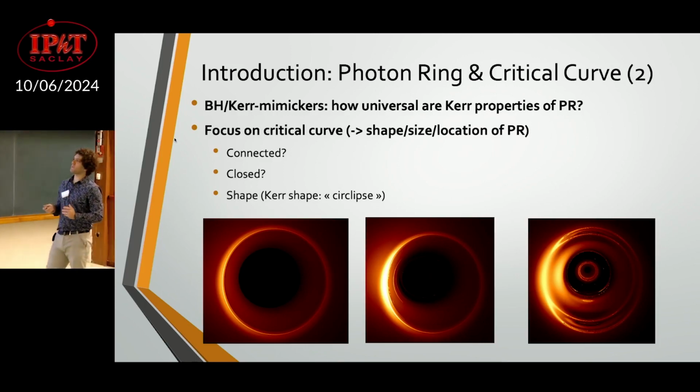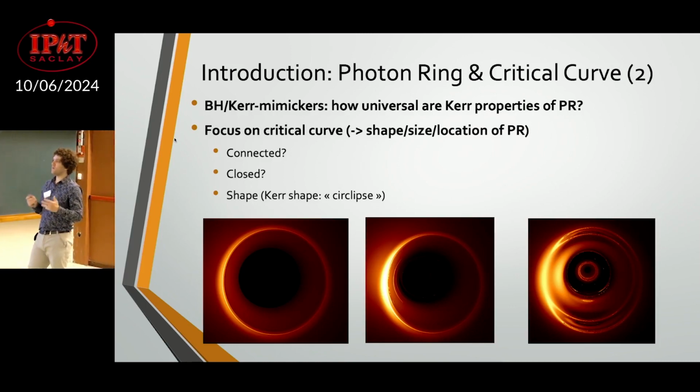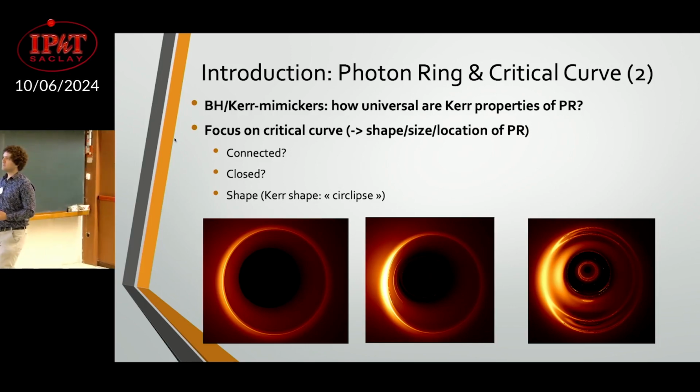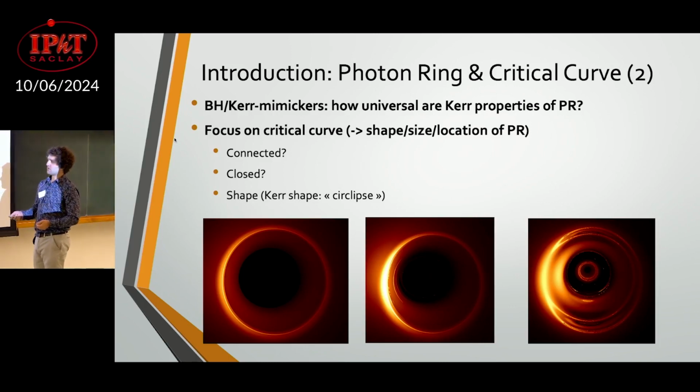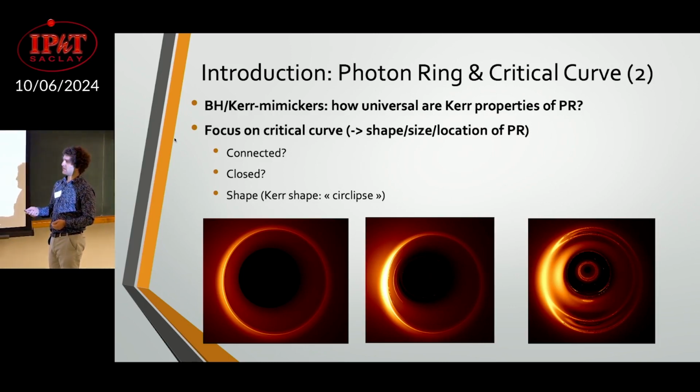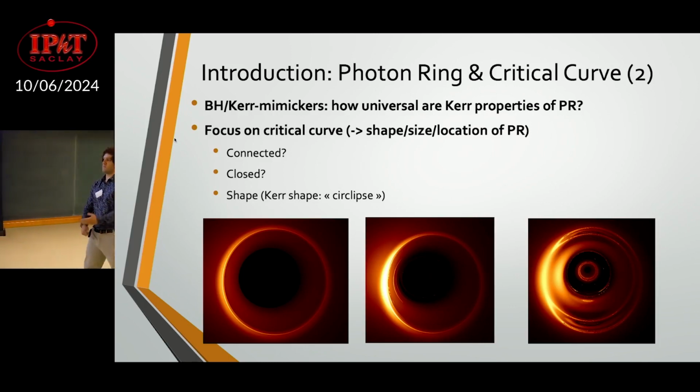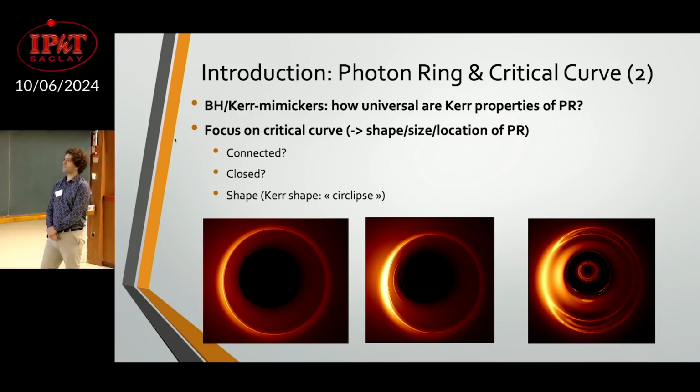And so I'm going to focus on the critical curve, and I'm going to focus on a few very basic aspects of this critical curve, which again is the underlying curve of these photon rings. I'm going to ask myself, is this connected? Is this always going to be a connected and closed curve? Like we see here in Kerr, it's obviously a very nice, almost circular curve, so it's connected and closed.